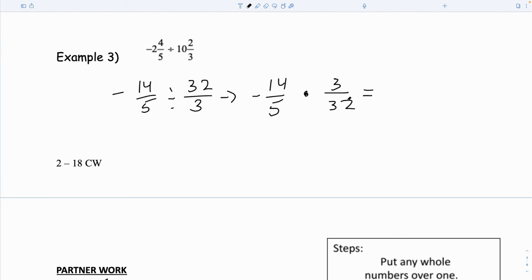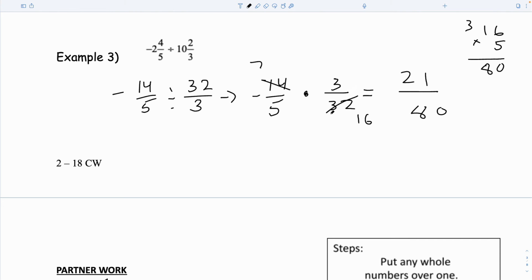Can't do that. Can I cross cancel 14 with 32? It looks like it doesn't work because 14 times 2 isn't 32, but there is something right in what? Good. 14 divided by 2 is 7. 32 divided by 2 is 16. 7 times 3 is 21. 5 times 16 is... Show me some scratch work. 80. Because I knew nothing else could cross cancel, that's as simple as it gets.